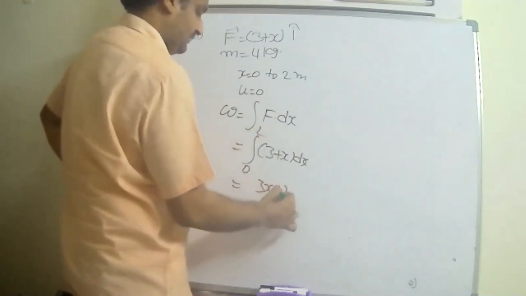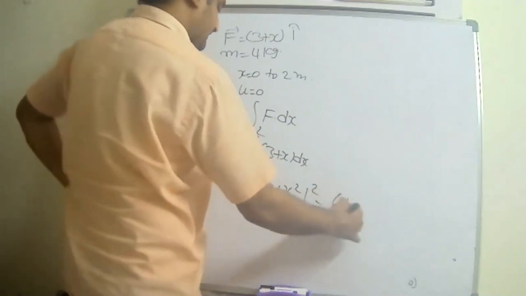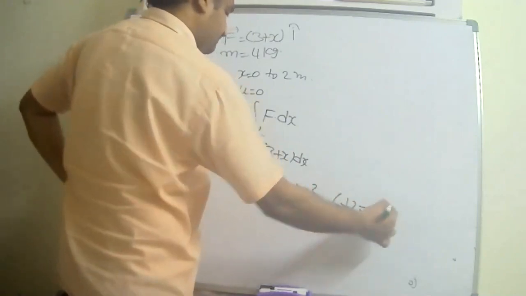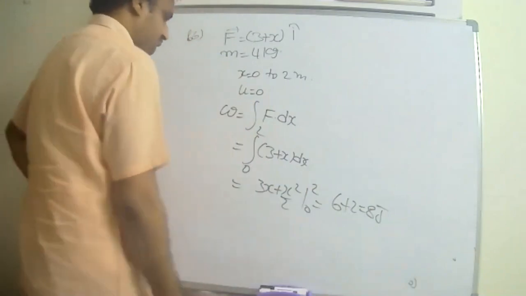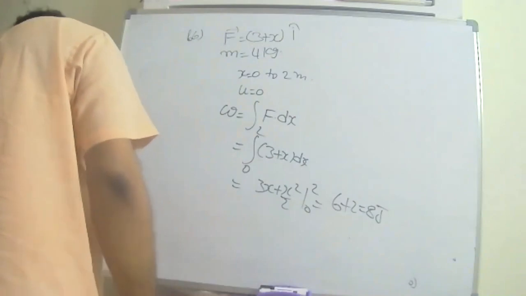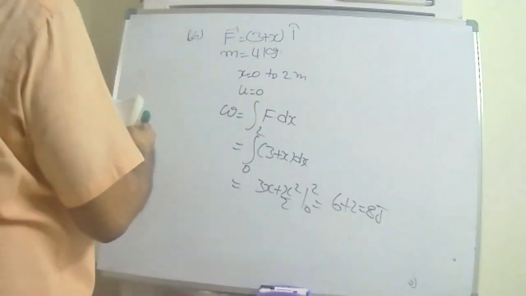3x plus x square by 2. Substitute 2: just 6 plus 2, 8 joules. He has given the mass, right? So kinetic energy is 8 joules, magnitude. Initially he said it was at rest.